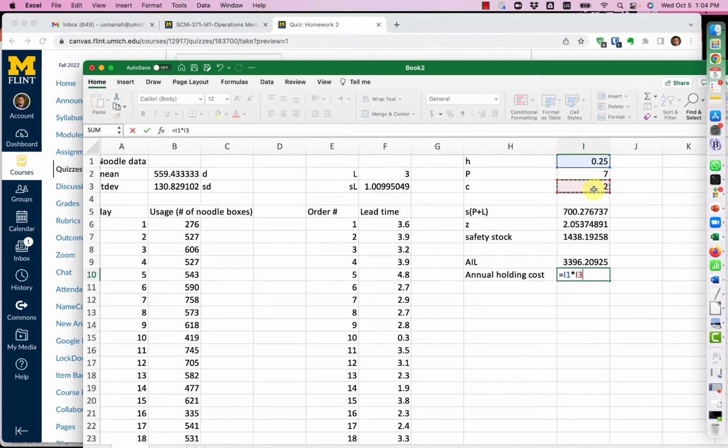But how many boxes of noodles are you actually holding? Well, you're actually holding the average inventory level of boxes of noodles. So we multiply by that, and that's our average annual inventory holding cost in dollars per year.